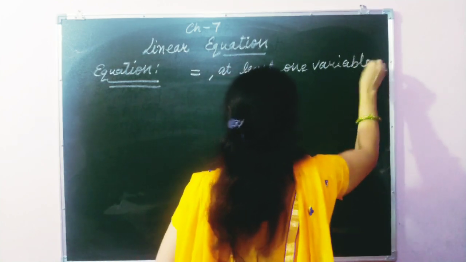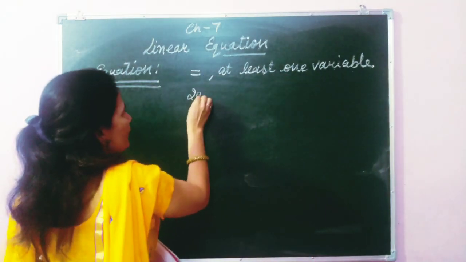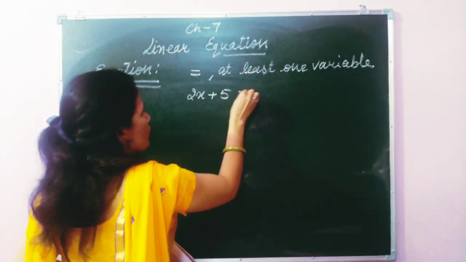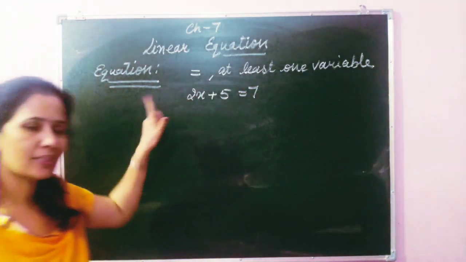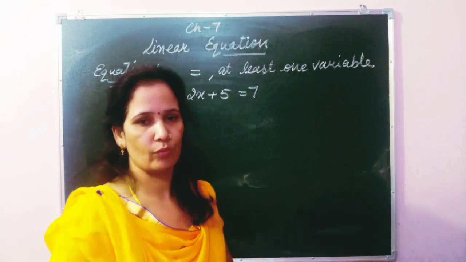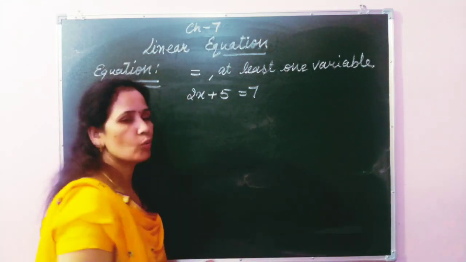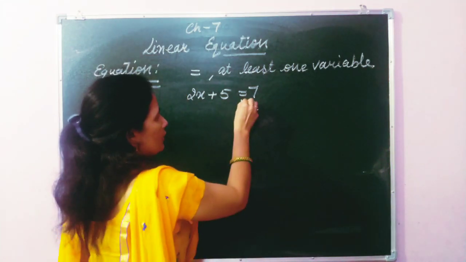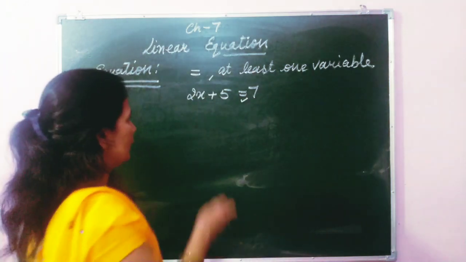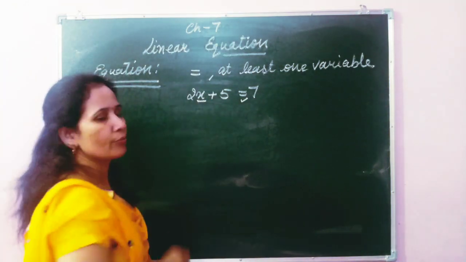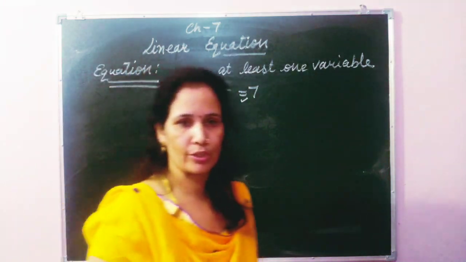How? Now I'm going to explain. 2x plus 5 equals 7. This algebraic expression is called an equation. Why? Because it fulfills the two conditions. First condition, the equal sign between the two statements. Second, at least one variable should be there. So this is our equation.